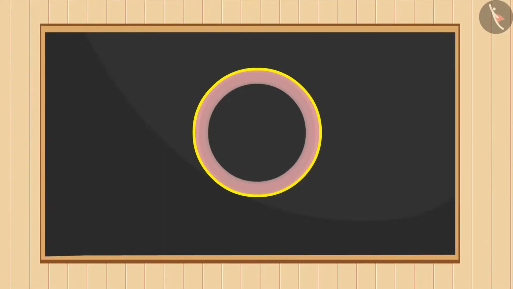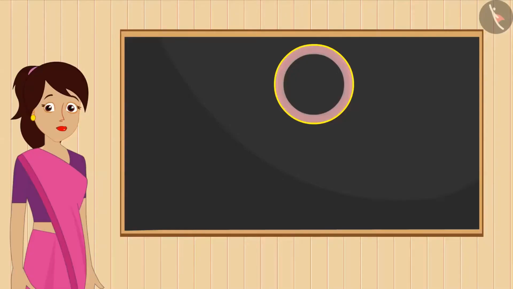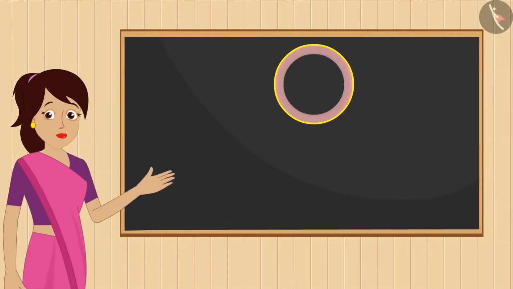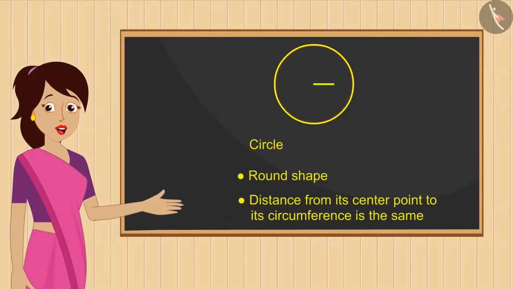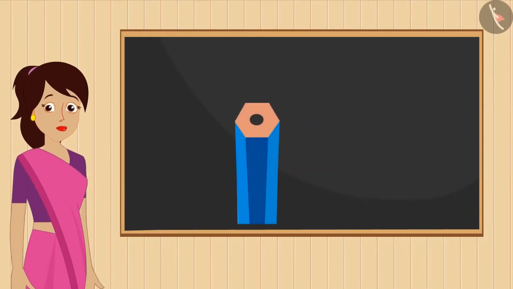Now tell me that if we trace this bangle on a paper, then which shape shall we get? This is a circle. Absolutely right. Because this is a round shape in which the distance from the center point to its circumference is the same. So it's a circle. Now tell me, what is the shape of the upper surface of this pencil?